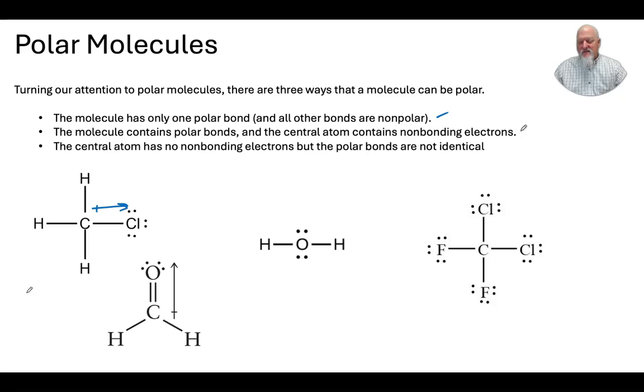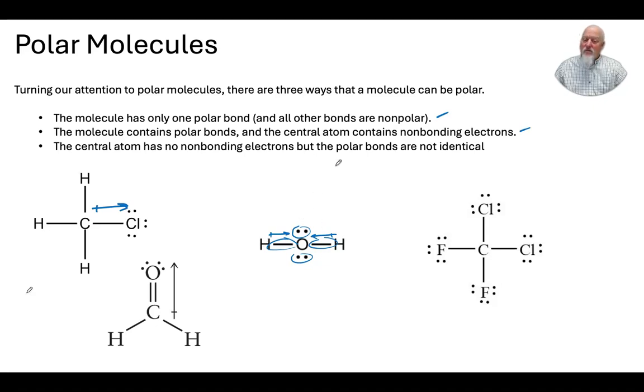Okay. The second one is the molecule contains polar bonds and the central atom contains non-bonding electrons. So, for example, water. So water has hydrogen, oxygen, hydrogen. There's 2 polar bonds, with the electrons getting pulled towards the oxygen, because oxygen is more electronegative than hydrogen. And 2 lone pairs, or non-bonding pairs. Okay. Right now, it looks like they cancel out, but that's not the case.